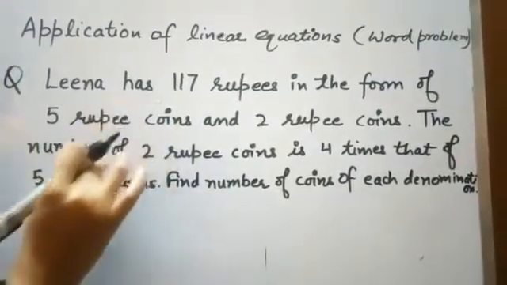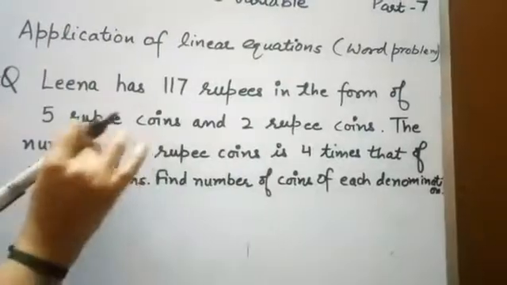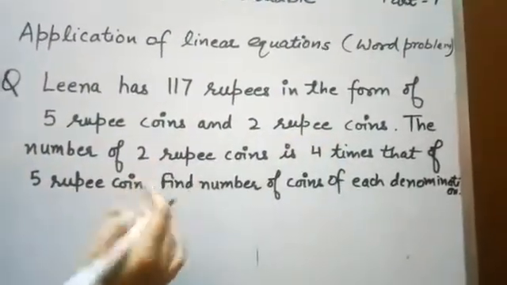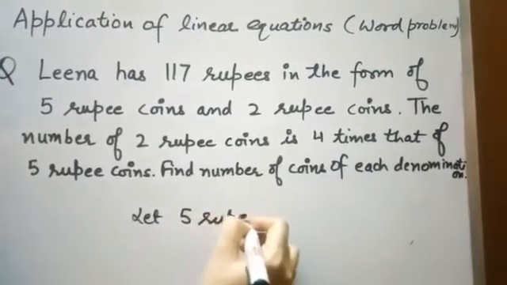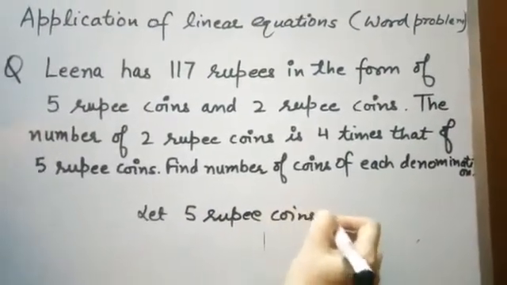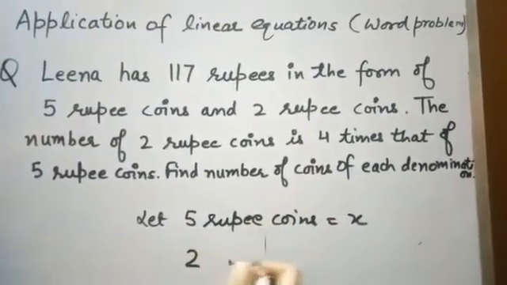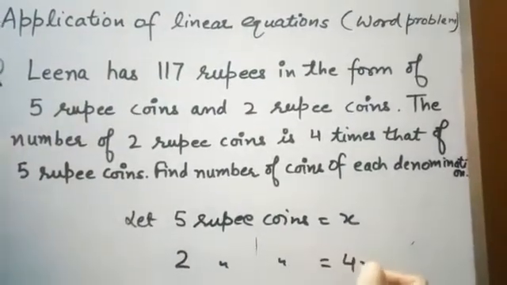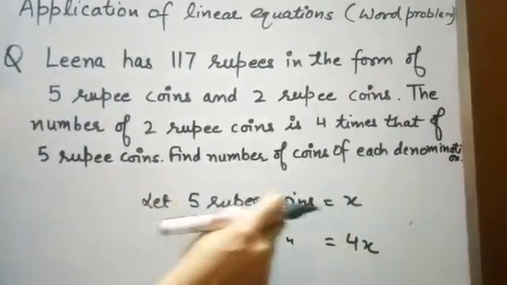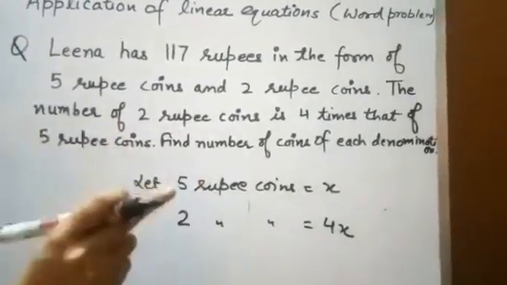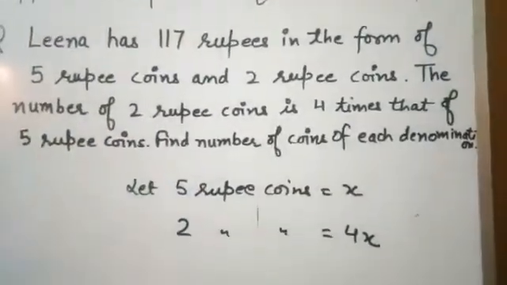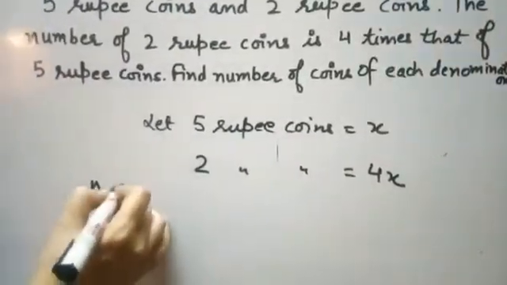Now, the number of 2 rupee coins is 4 times the number of 5 rupee coins. So, let the 5 rupee coins be x. Then the 2 rupee coins will be 4 times, meaning 4x. You can also take the 2 rupee coins as x, then the 5 rupee coins will be x by 4, because the 2 rupee coins are 4 times the 5 rupee coins. Now we are going to form the ATQ.